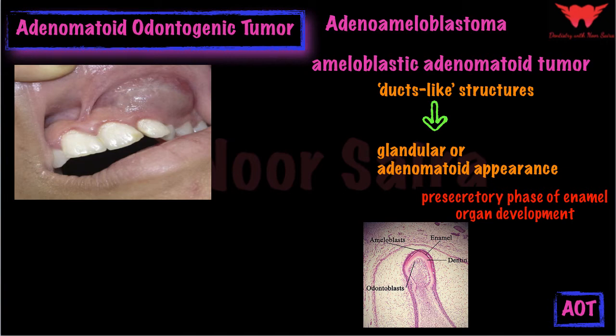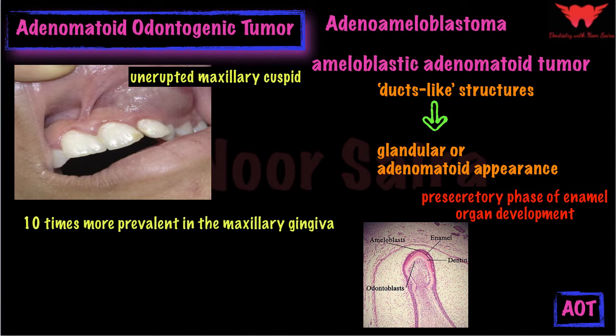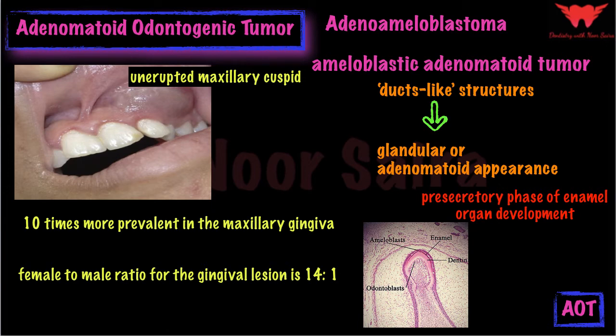In about 70% of cases, the neoplasm occurs in association with an unerupted tooth, most importantly the unerupted maxillary cuspid. The tumor is also pretty common in extraosseous regions, and they are 10 times more prevalent in the maxillary gingiva than the mandibular gingiva, and the female to male ratio for the gingival lesions is about 14:1. The tumor usually presents as a slowly enlarging small bony hard swelling in the maxillary anterior region.